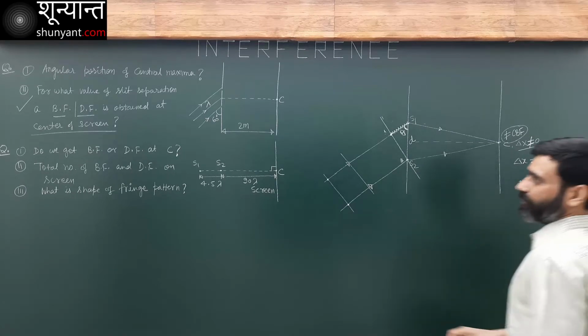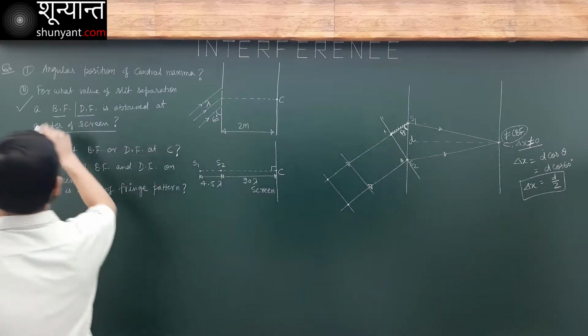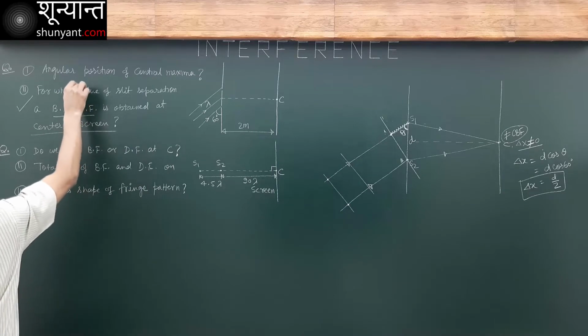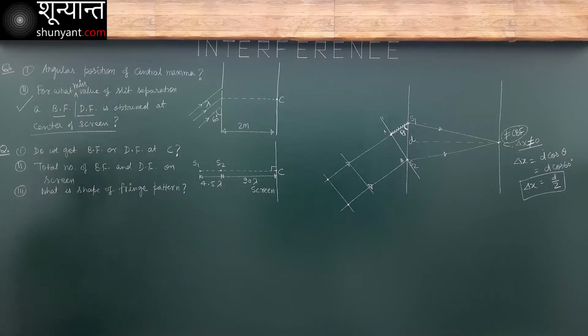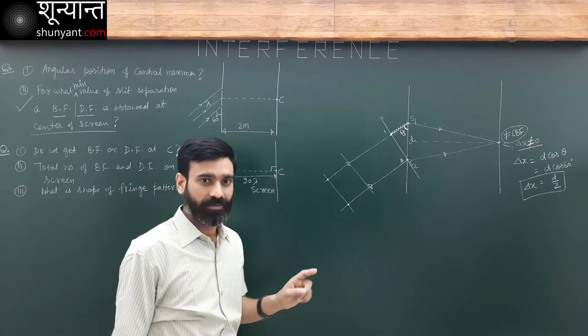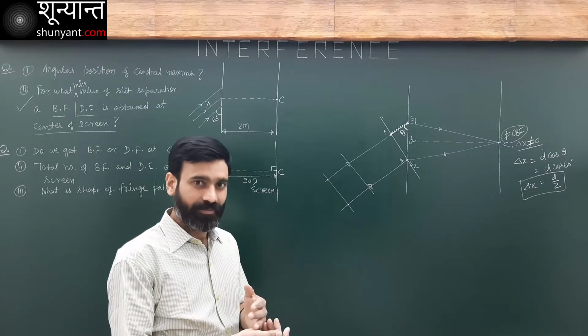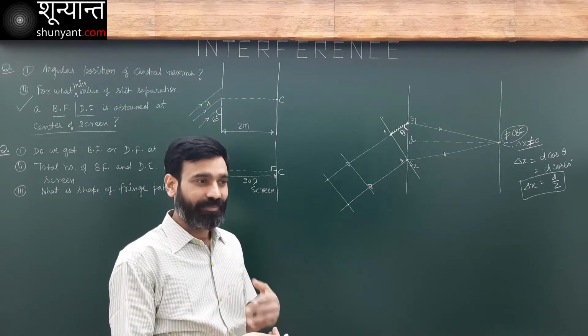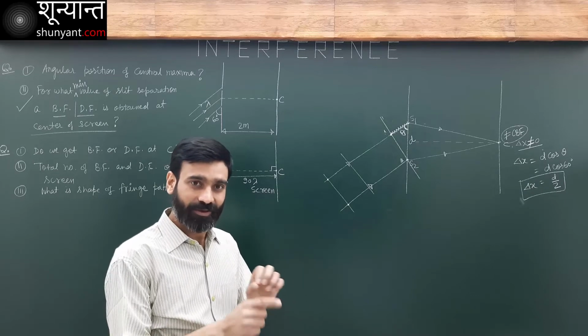This is the path difference. Now the correct question should be this: for what minimum? Of course, it is not 0. It can be lambda by 2. It can be lambda. It can be 3 lambda by 2. It can be 2 lambda, but not 0.